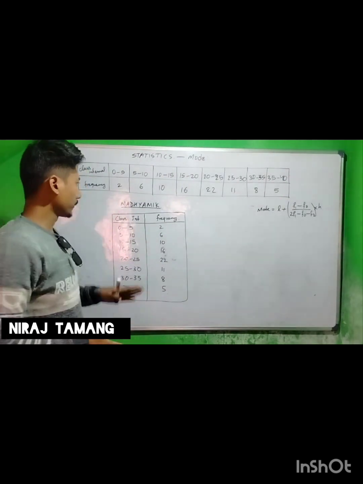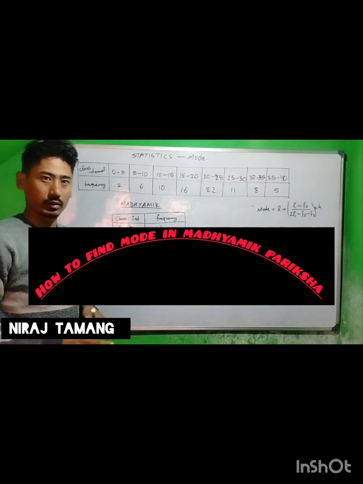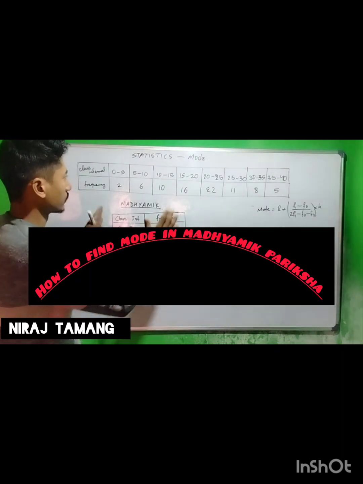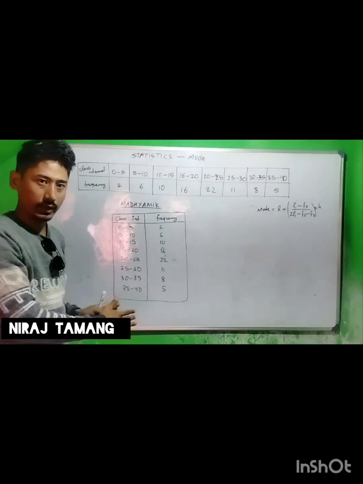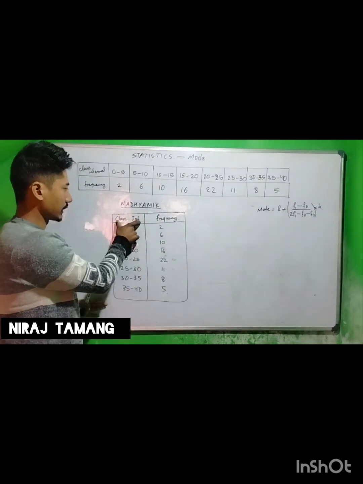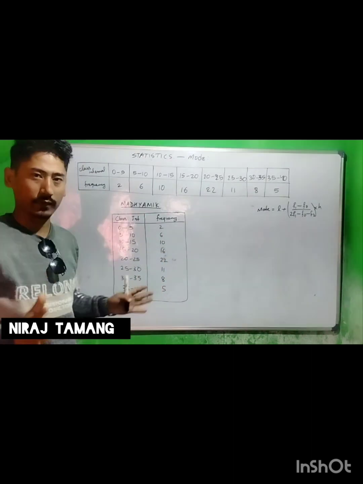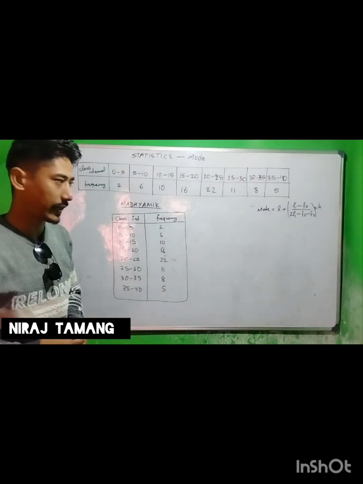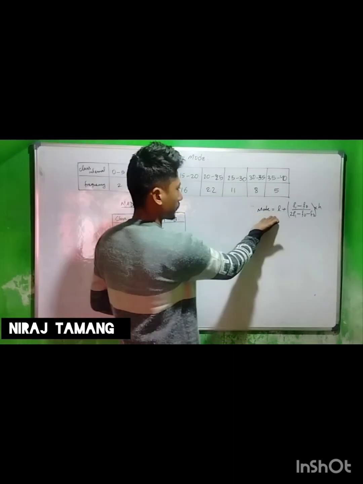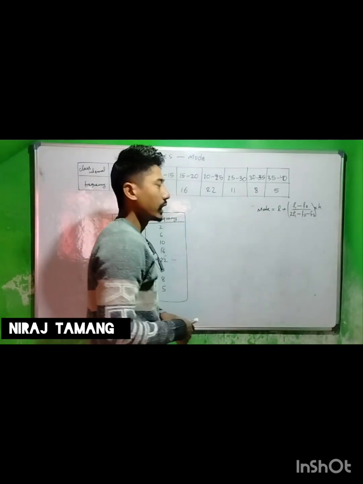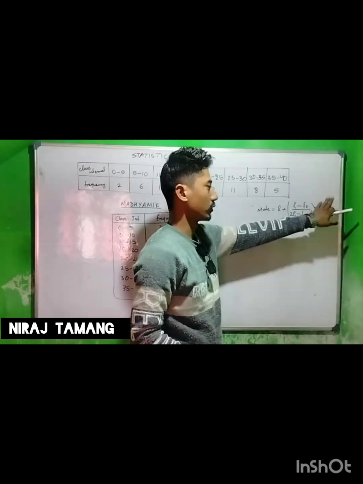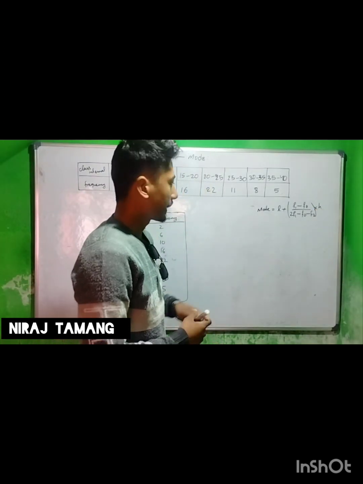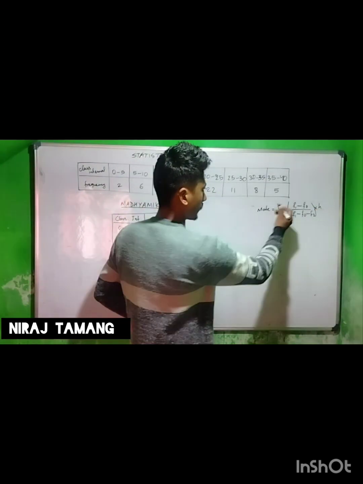For the Madhyamik board, what we do is copy the same table in a vertical way. We'll have only class interval and frequency. No need to find the class marks, that is the value of x. And the formula to find the mode is L plus (F1 minus F0) over (2F1 minus F0 minus F2) into H. First, let's understand what these variables are.